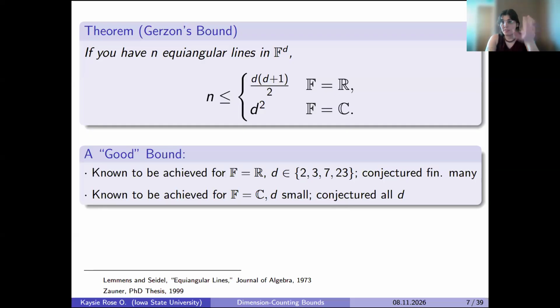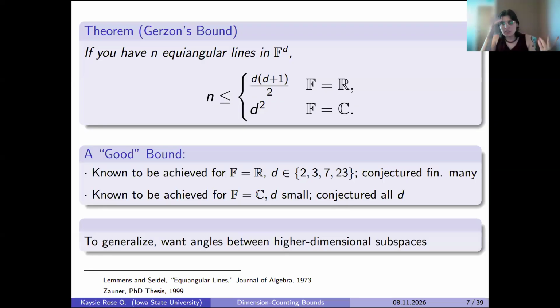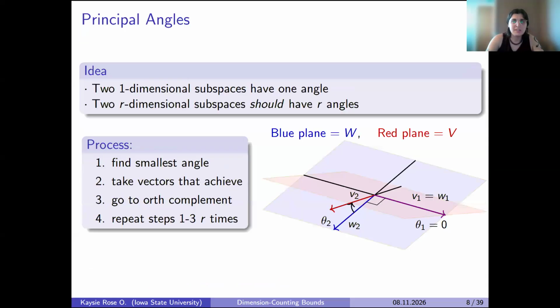We want to do this sort of thing, but instead of lines, we want to do planes or 3 or 4 or arbitrary dimensional subspaces. So if we want to generalize equiangular, we need to generalize angle. And the right concept of angles between subspaces, it's not really obvious, is this thing called principal angles.